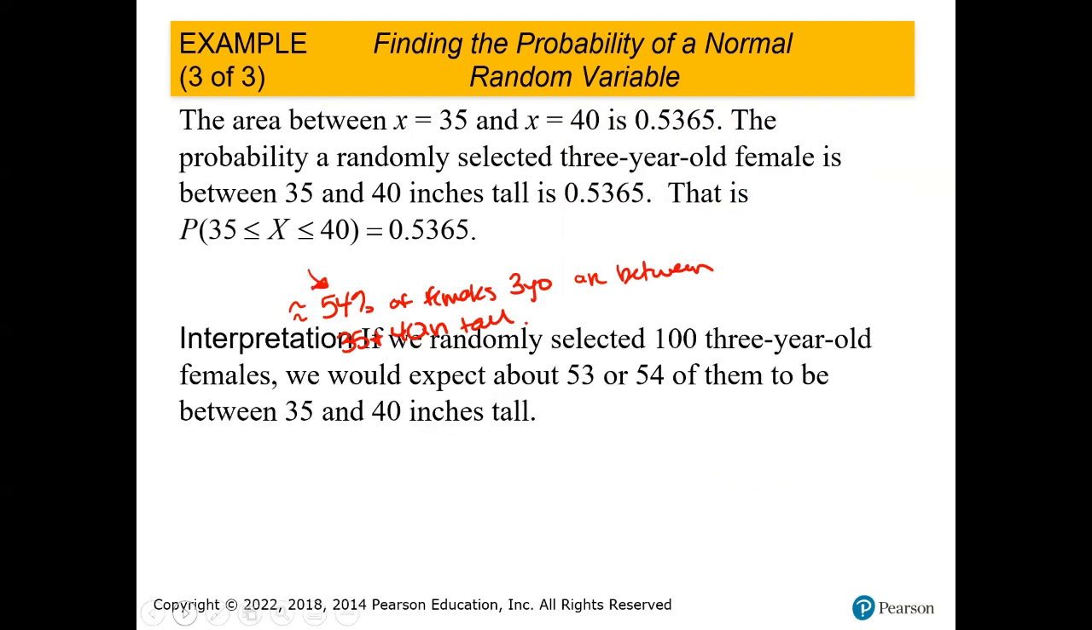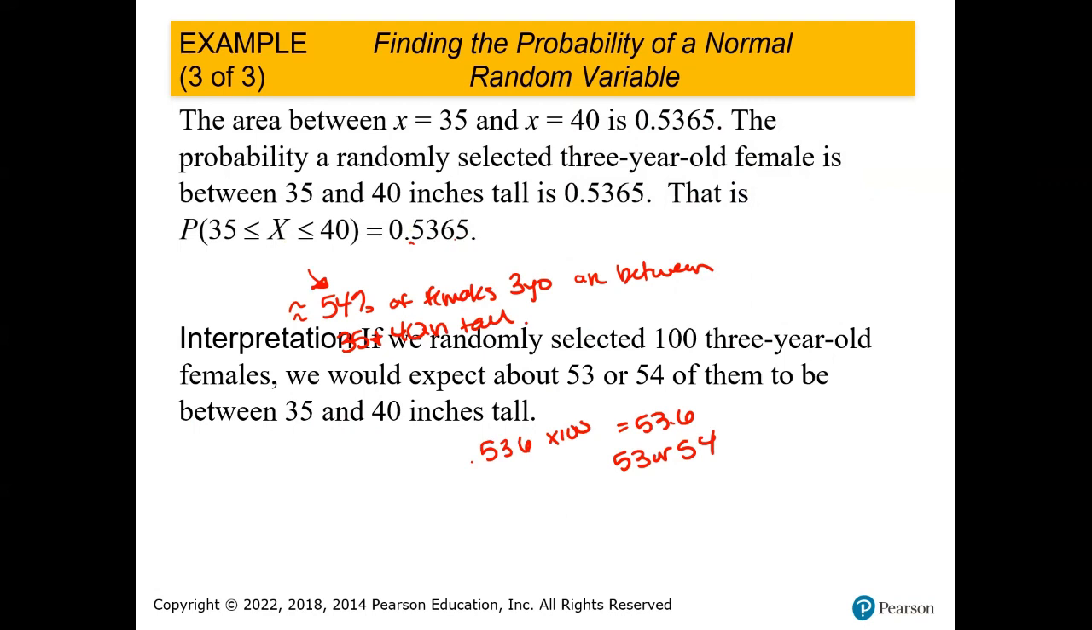In the end, if I were to randomly select 100 3-year-old females, we would expect about 53 or 54 of them to be between this height. Now, why did they say 53 or 54? Well, because it's 0.536. It's not 53, not 54. In general, if we were to multiply 0.536 times 100, we get 53.6, so 53 or 54, around there. In a perfect world, it would work out to be one of those two numbers. That is what we would expect.